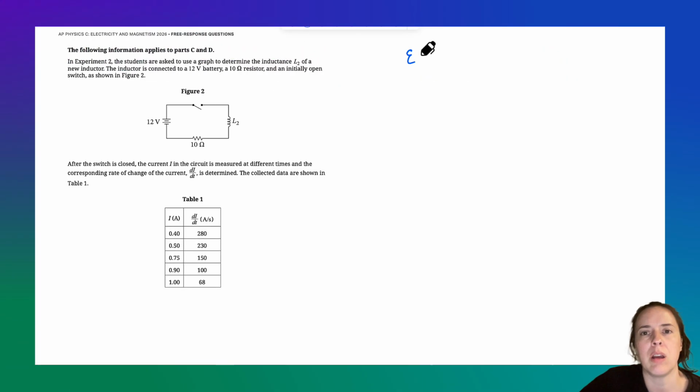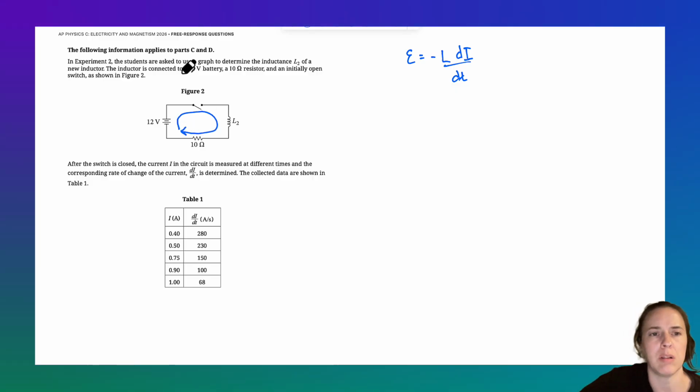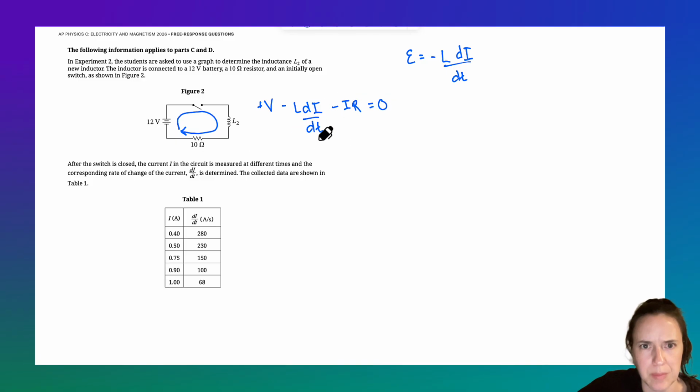So for my RL circuits, I've got E minus L di dt. Now, really what we can end up doing here is a Kirchhoff loop. A nice little Kirchhoff loop. So if I go around the loop, I get my plus 12 volts, so I get my plus V of the battery. I go through my inductor, so I get that di dt. And then I get that minus IR from my beautiful resistor right there.